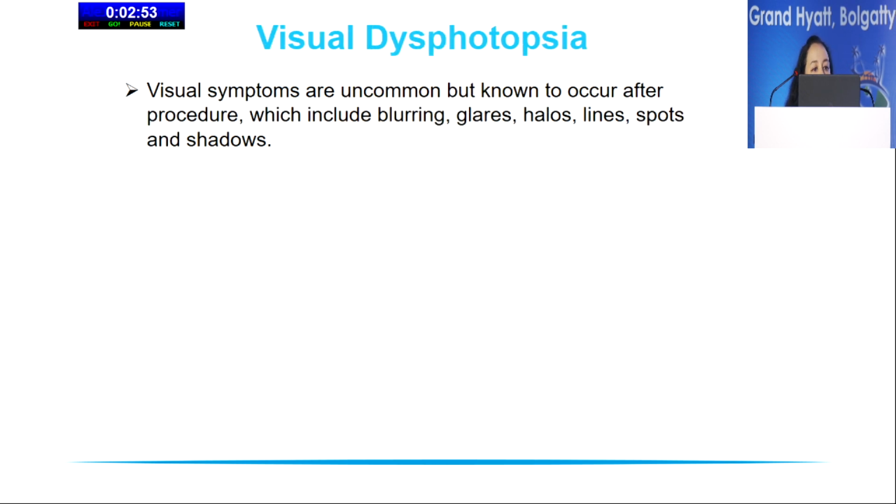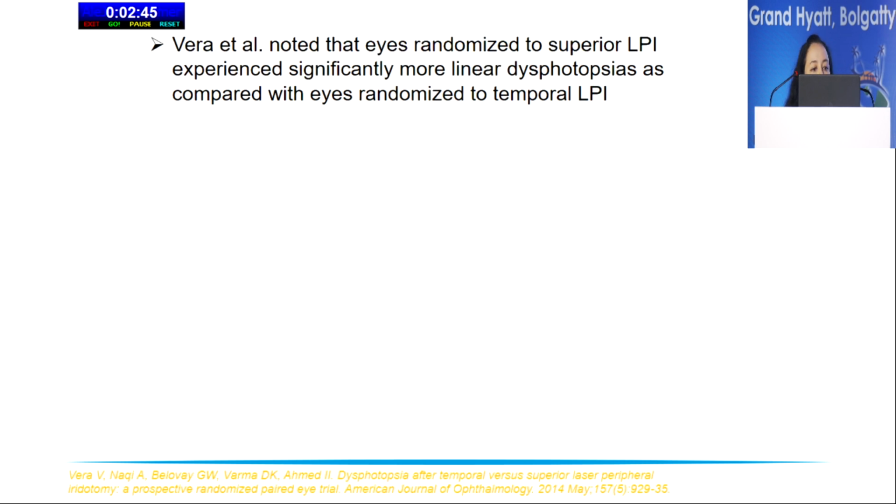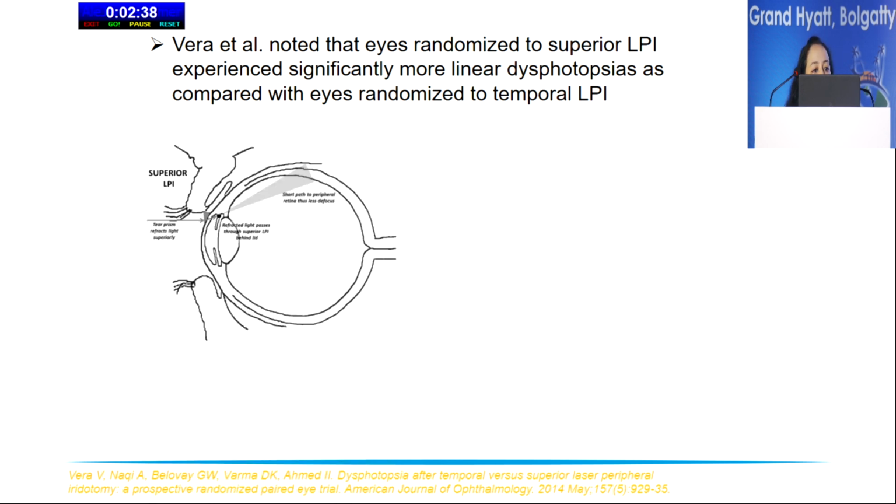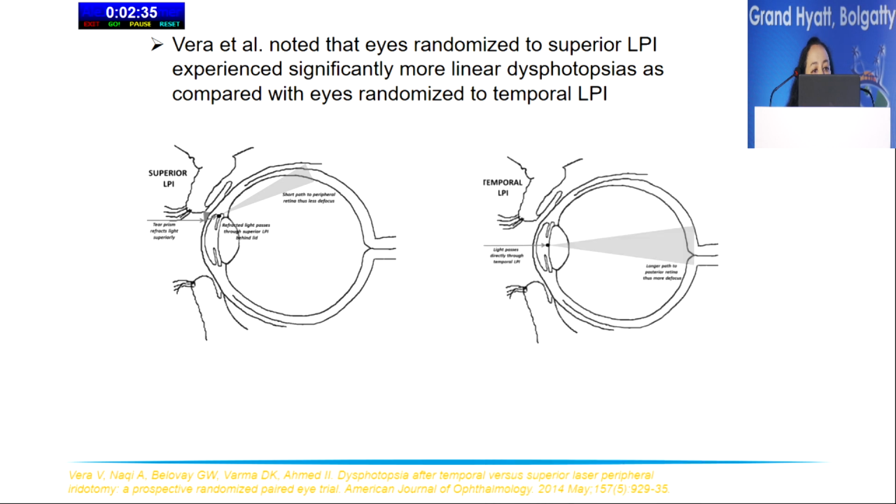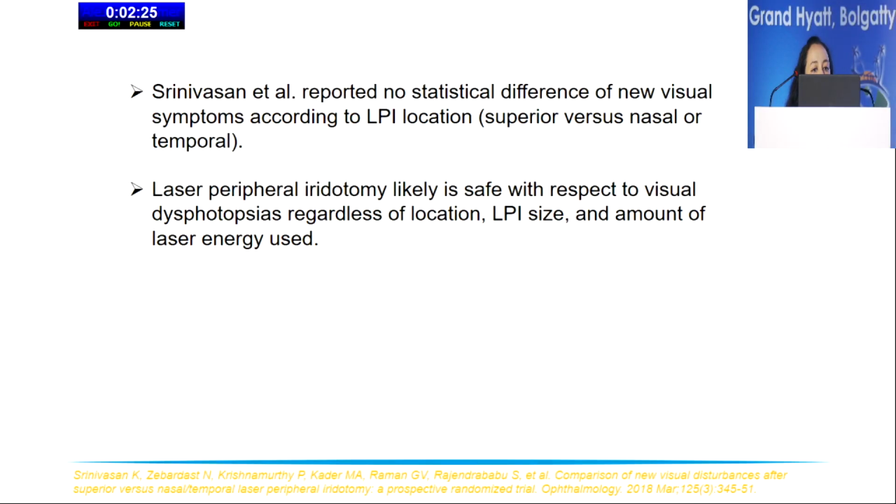Visual dysphotopsias: some patients do complain of blurring, glares, halos, some development of shadows or spots after the PI, which can be very disturbing for the patient. So many studies have looked at where we should do the PI to reduce all these symptoms. According to Vera et al., they randomized patients to superior and temporal PI, and those who had temporal PI had a decrease of these symptoms. But of course, other studies showed that these symptoms were not dependent on the location of the PI, so more studies are required here.